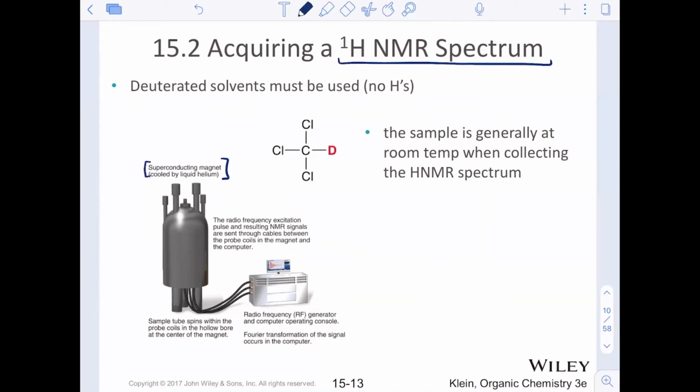You don't need to know too much about the Fourier transform or the idea of the free induction decay that the book talks about. What I really want us to get into is the characteristics of the output, right? We have a big computer off to the side, and we really want to make sure that we can read that.